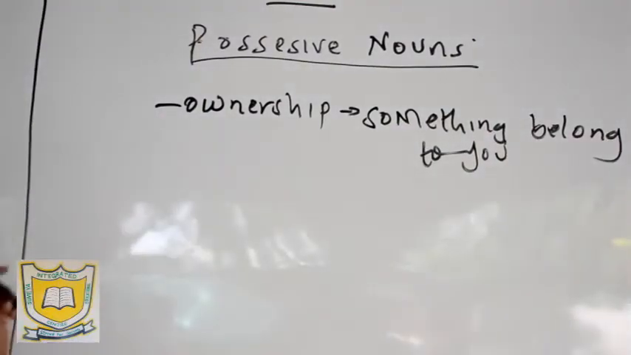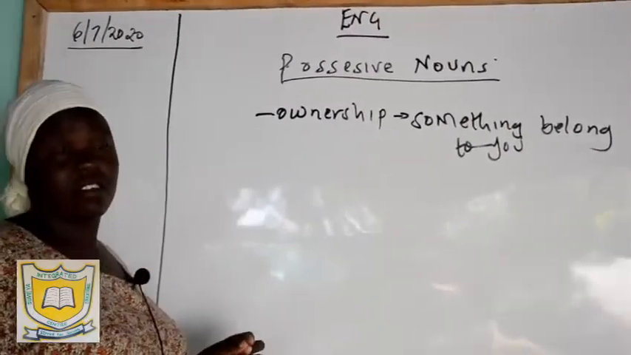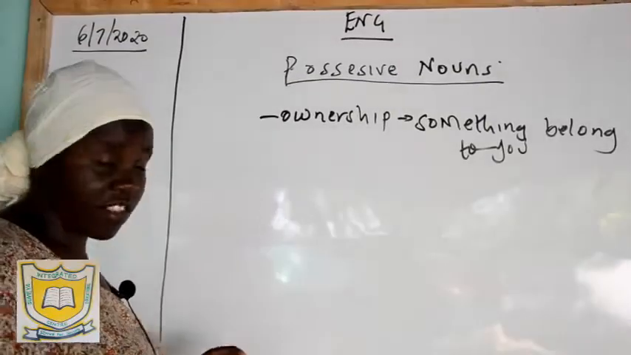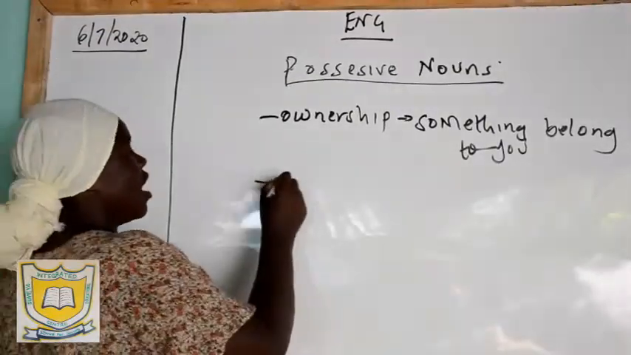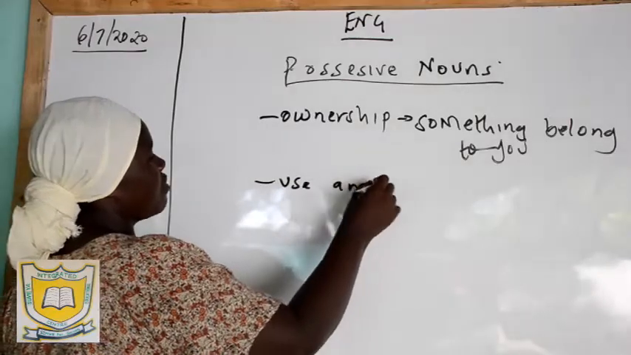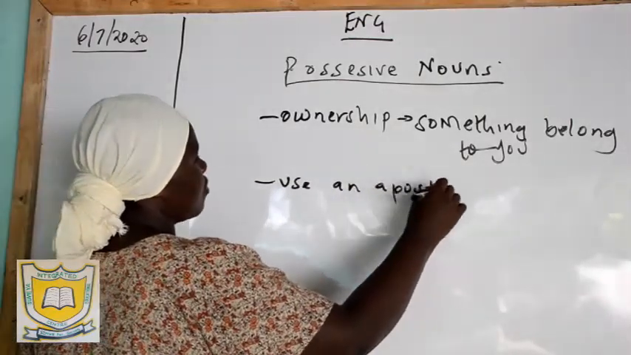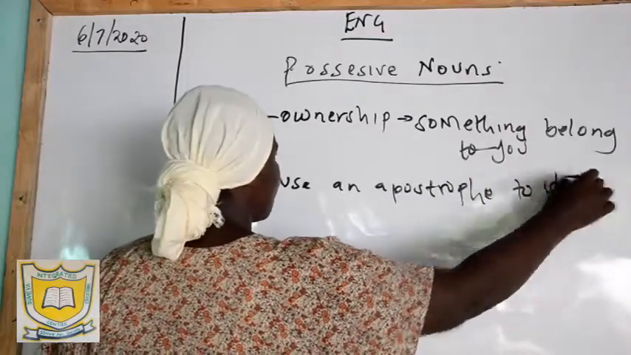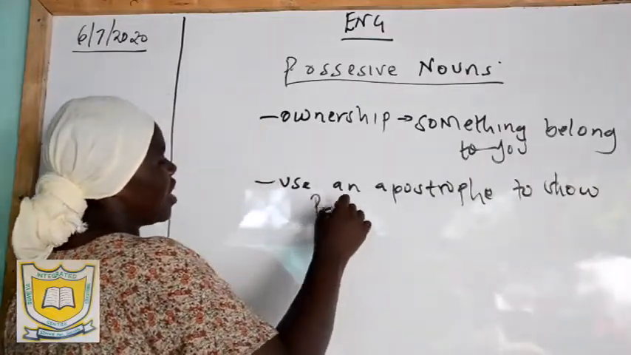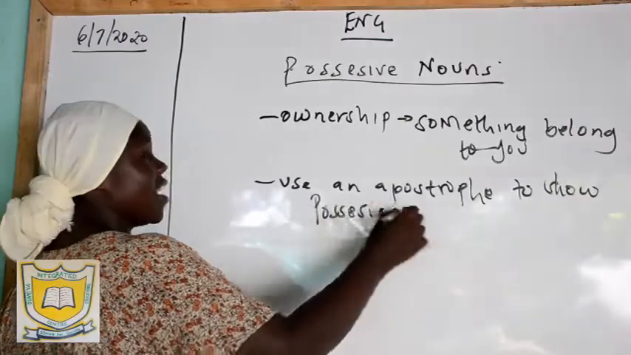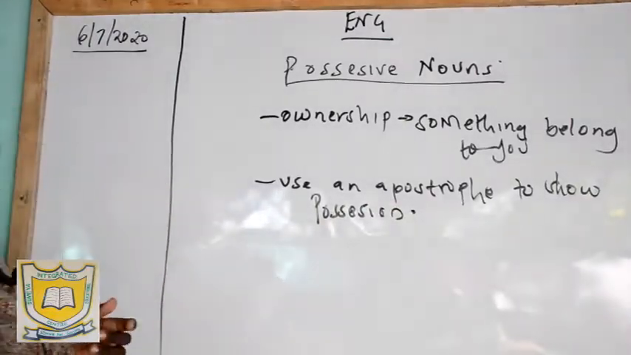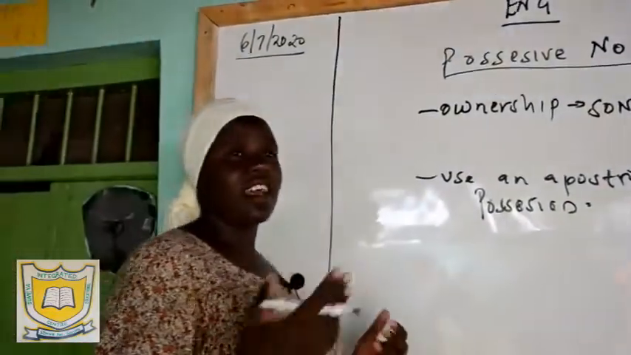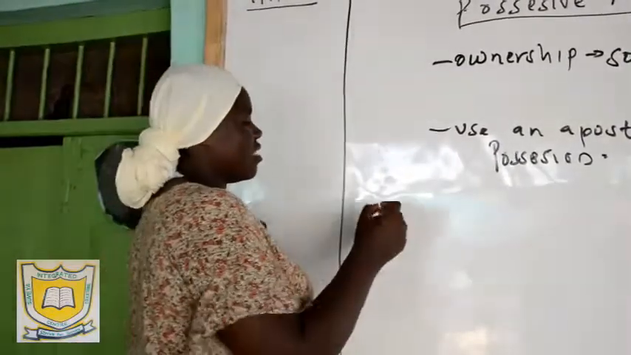Now, we are going to talk about possessive nouns using an apostrophe: how to use an apostrophe to show possession. If I say how to use an apostrophe to show possession, what does an apostrophe replace in a sentence? Look at my sentence.